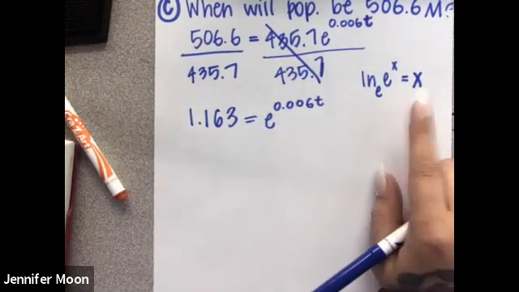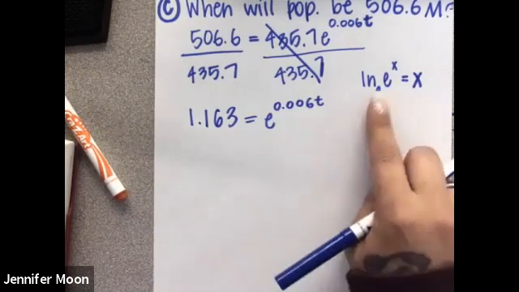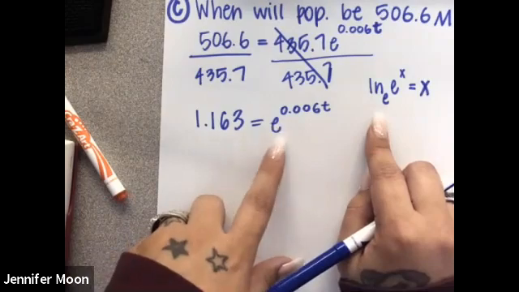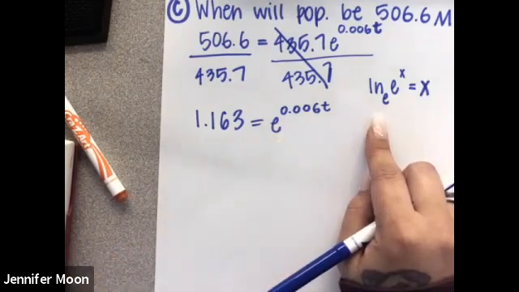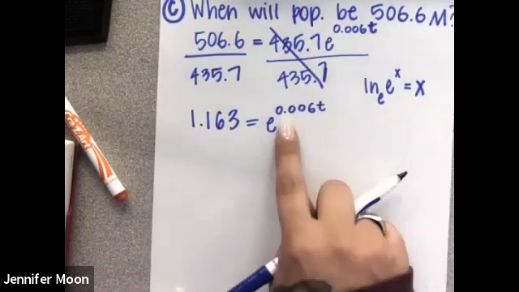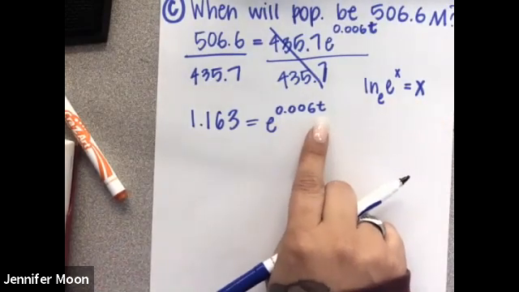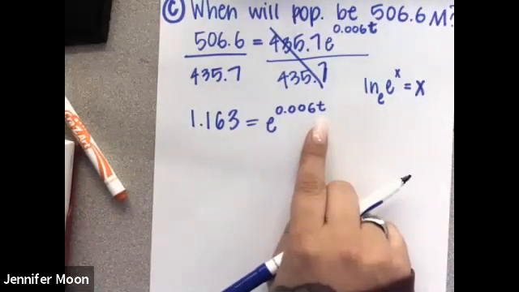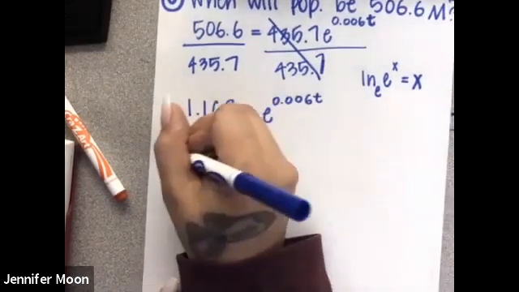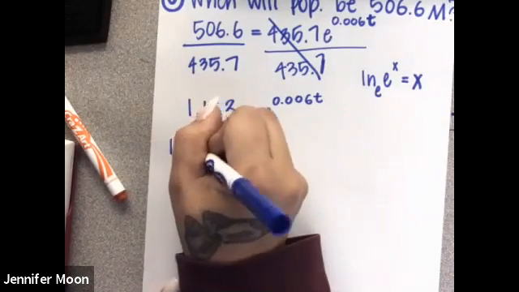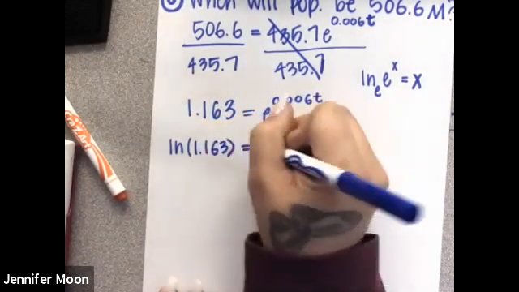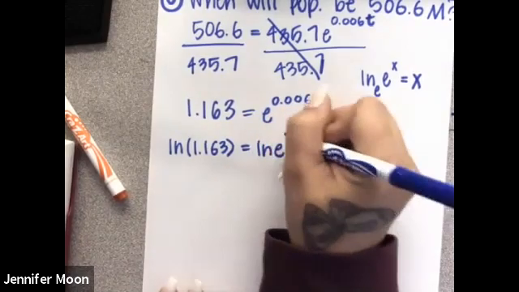So I'm going to use this fact, right? I'm going to actually take the natural log, and I'm doing natural log, y'all, because it's base e and this base is e, right? I'm going to take the natural log of this right-hand side so that I can just work within this exponent, but whatever you do to one side, you have to do to the other. So we're actually going to take the natural log of both sides. Okay, so I take the natural log of 1.163 equals the natural log of e to the 0.006t.